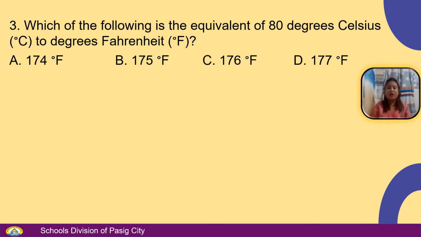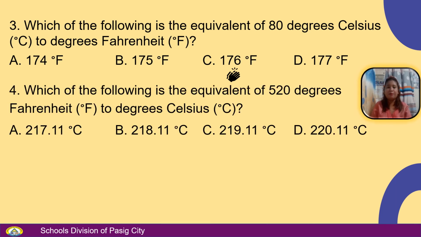Number 3. Which of the following is the equivalent of 80 degrees Celsius to degrees Fahrenheit? A. 174 degrees Fahrenheit. B. 175 degrees Fahrenheit. C. 176 degrees Fahrenheit. And D. 177 degrees Fahrenheit. C. 176 degrees Fahrenheit.